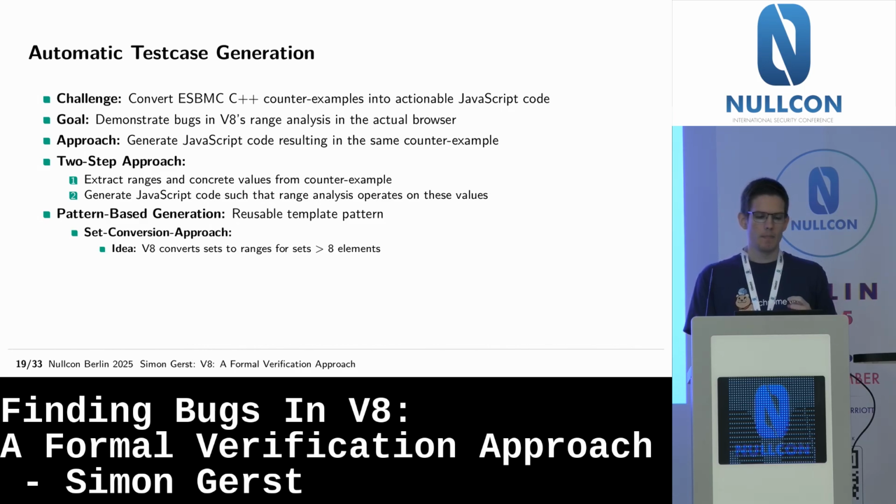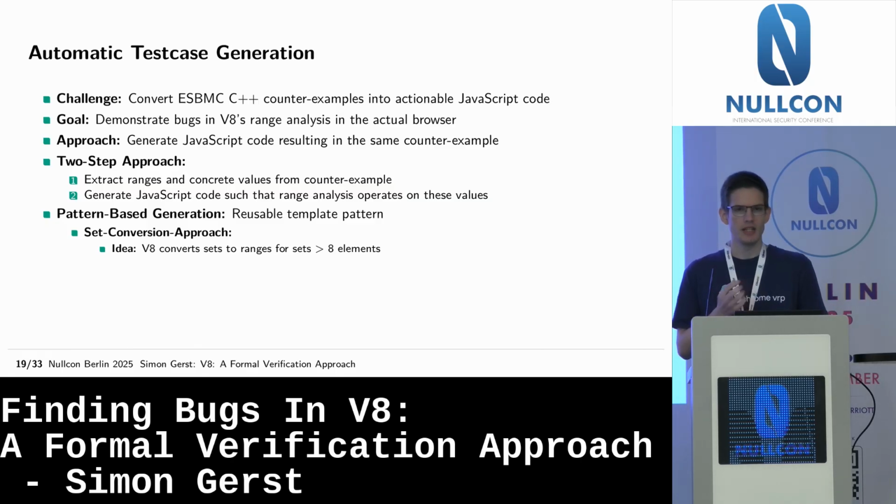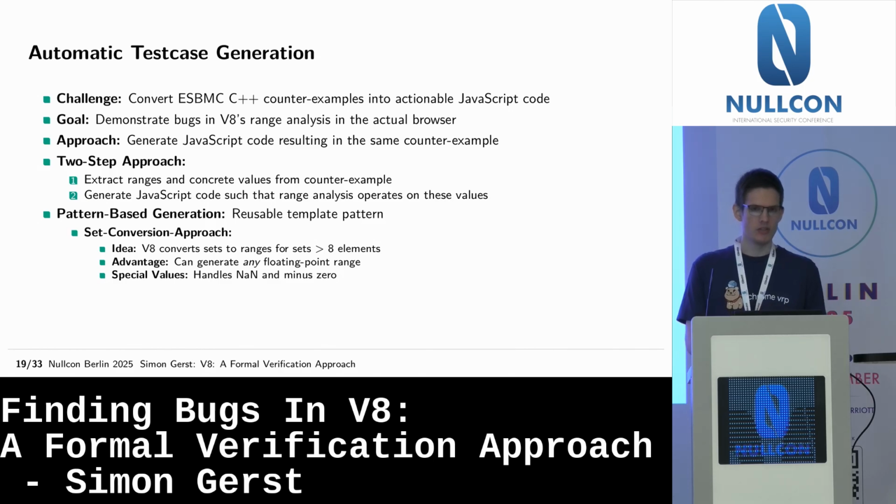The main idea is that V8 has two representations for the abstract operations, sets and ranges. And V8 converts sets to ranges for sets that have more than 8 elements. So if you already have a set with 8 elements, and you try to add a 9th element to the set, it will get converted by V8 to a range. Using this, we can generate any floating point range and also handle not-a-number and -0.